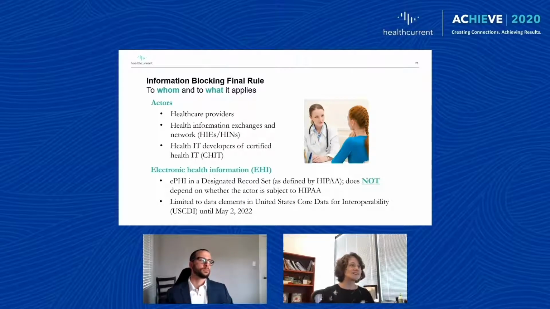The good news for everybody is that until May 2nd, 2022, the data elements that are subject to this rule are limited to those in the USCDI data elements. That's important because the USCDI data elements typically represent what you have in your electronic medical records. The good news here is it doesn't include things like cost information, which is something that you do have in your designated record sets as part of the billing records, but because it's not in the USCDI data elements, you don't have to worry about compliance with respect to your cost information, at least until May 2nd of 2022.